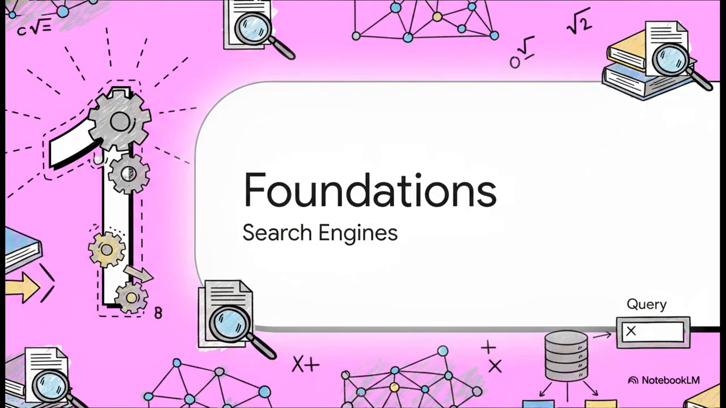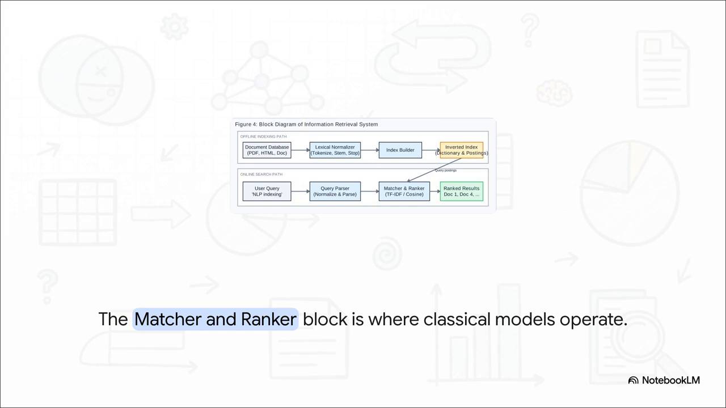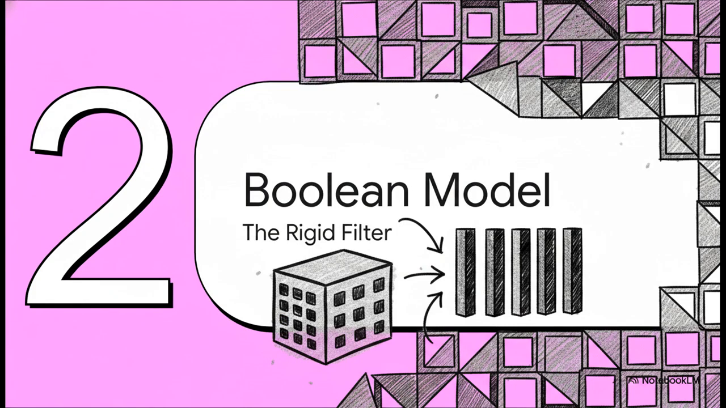Foundations of Search Engines. Long before the era of deep learning and AI, classical models laid the essential groundwork. If you follow the online search path in a standard search system architecture, right after your query is parsed and normalized, it hits the matcher and ranker engine. This is where classical models really do the heavy lifting. They mathematically compare your parsed query against the inverted index to generate those ranked results you end up seeing on your screen.